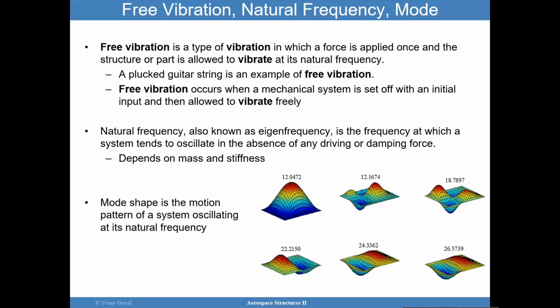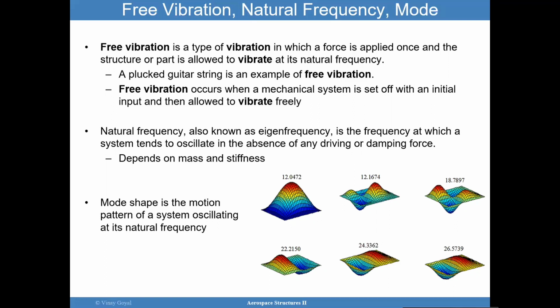And again, with the example of the plucked guitar string, if you were to pluck it, you will see that the string will vibrate by itself with no forces applied during the motion. We call that free vibration. Free vibration occurs when the mechanical system is set off with an initial input and then is allowed to vibrate freely. Typically, this free vibration will occur at a particular natural frequency.